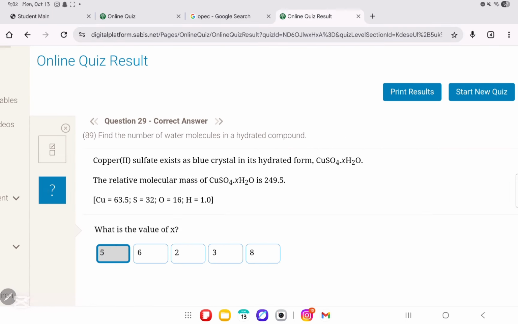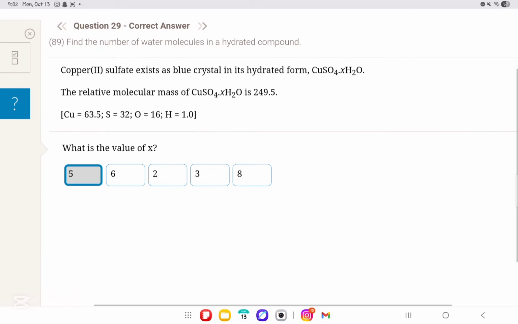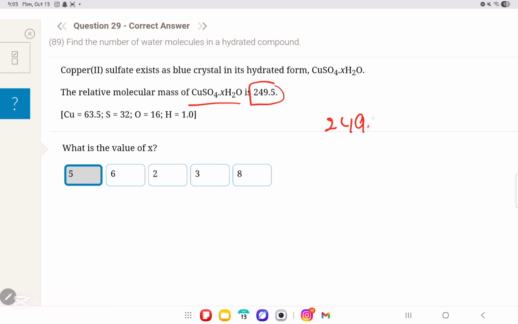We move on to question number 29. Copper sulfate exists as a blue crystal in hydrated form, right? So they want us to find the value of X, okay? They told us that the relative molecular mass of all of this is 249.5. So what do we know? This is the mass of copper sulfate plus the mass of water.